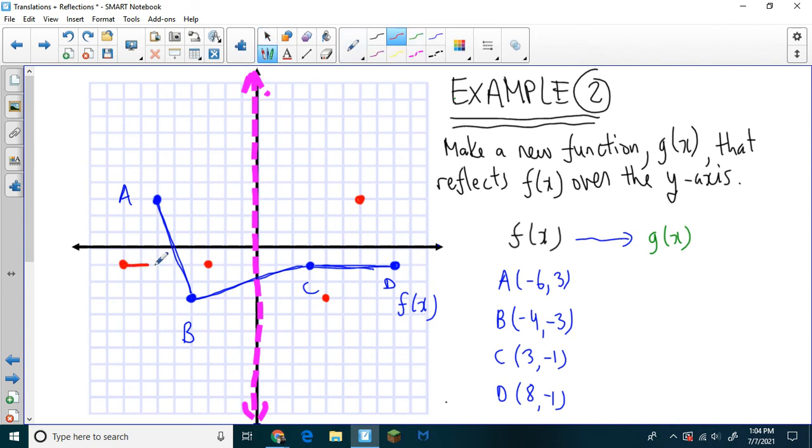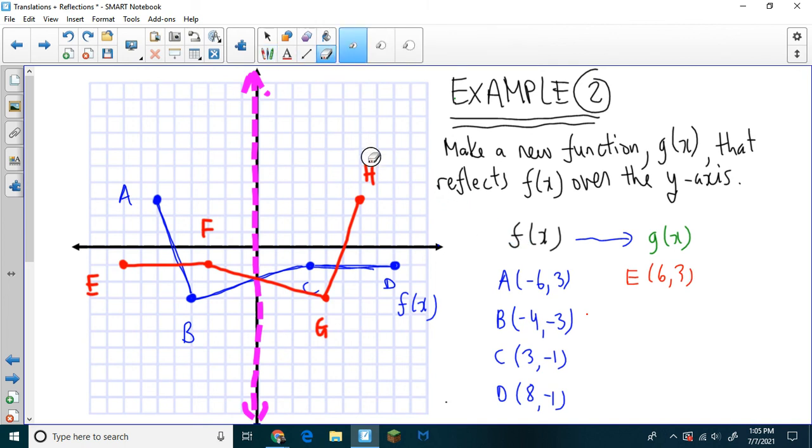And then again, we just draw ourselves a nice, pretty little graph. And again, I'm going to call this E, F, G, and H. And again, if we were to look at these coordinates, right? So A, B, C, D, E. So E is going to have the same y value, but the x is going to be switched. So it's going to be 6, 3. Okay?